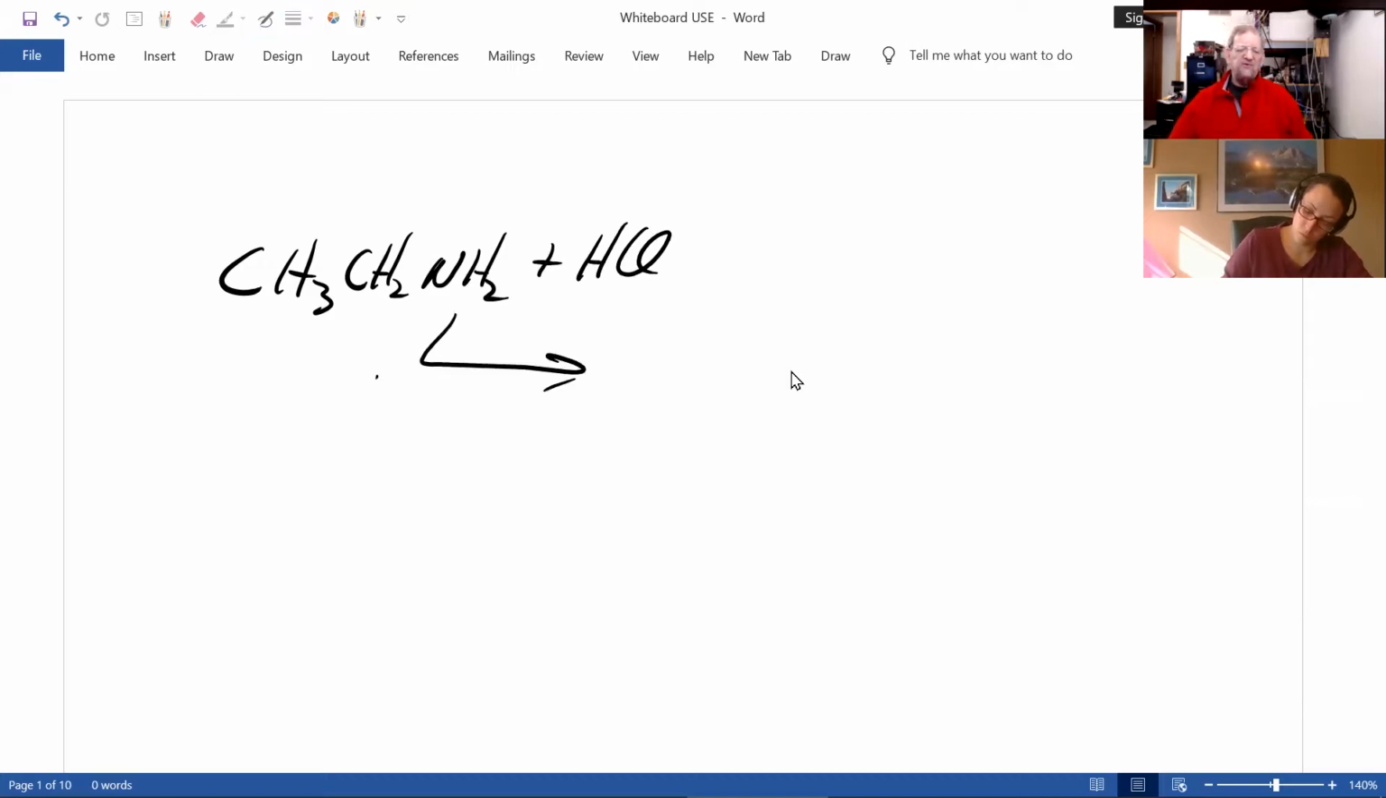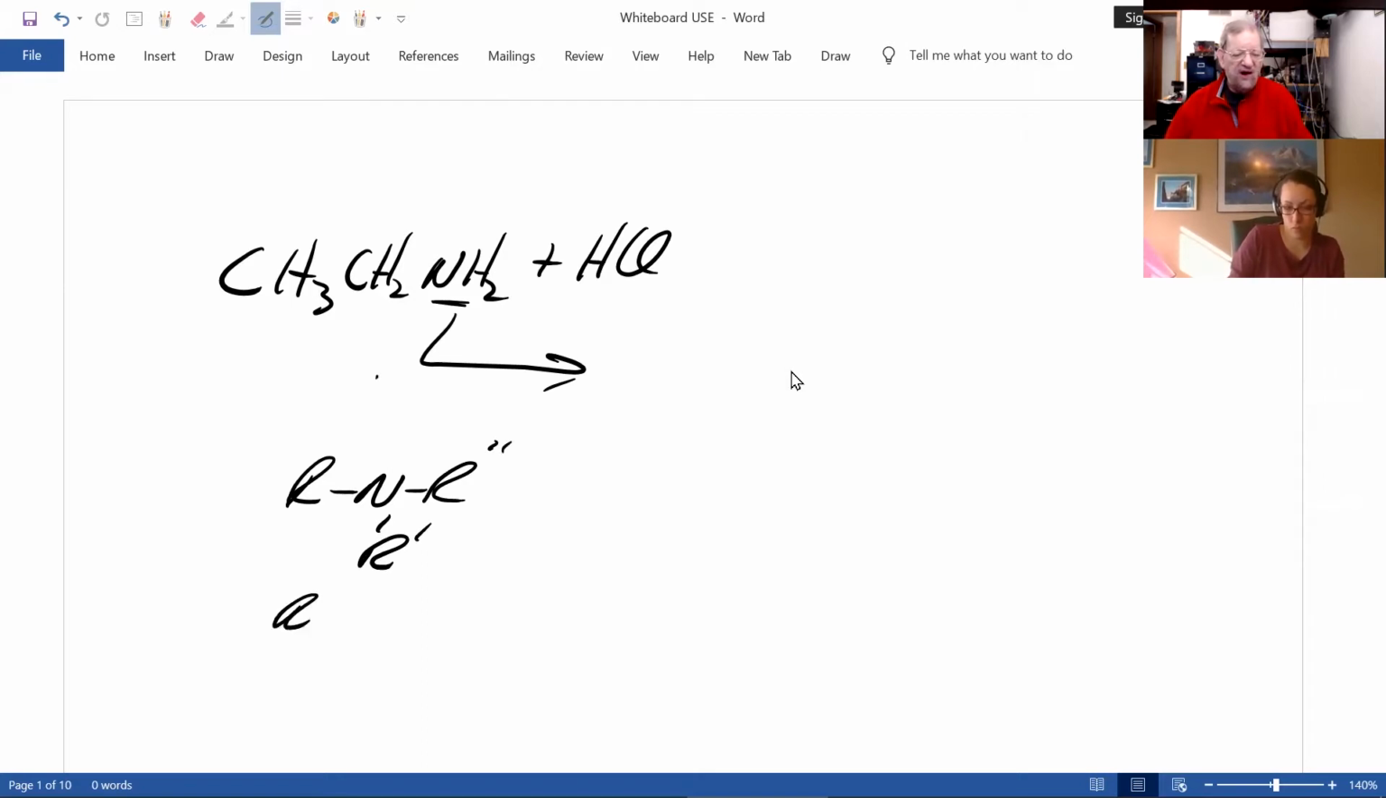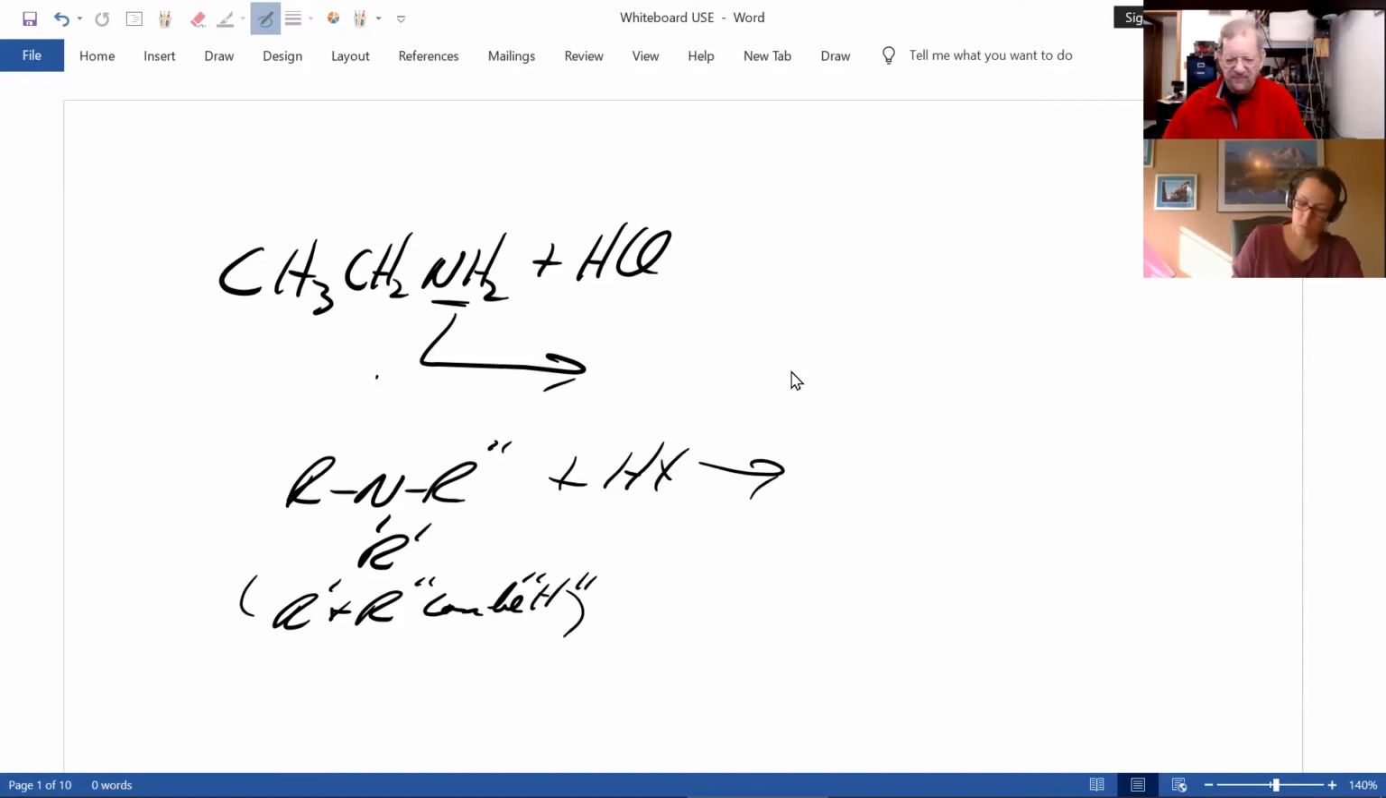And the question is, what's the reaction product or organic reaction product or products of the following? Look for what's different here. Here we have an amine. In this case, R prime and R double prime are hydrogen, but they can be carbons too. One or both, plus HX. X can be chlorine, bromine, or iodine.